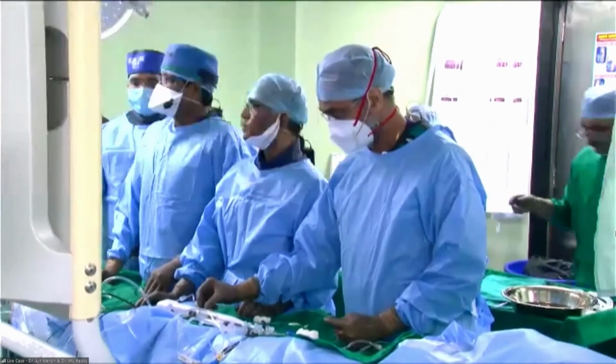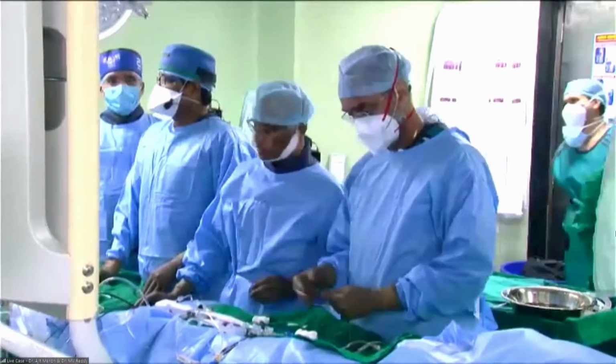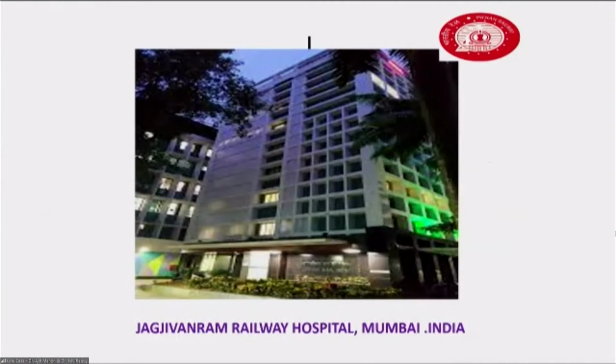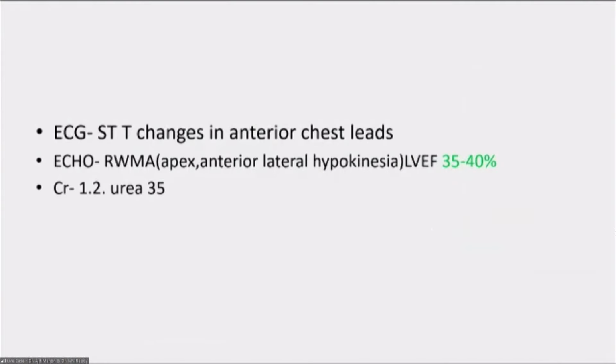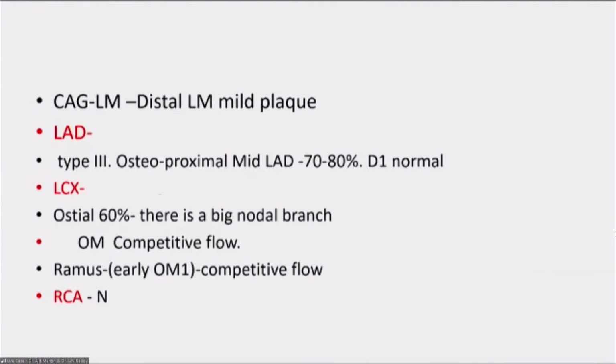Good afternoon, everybody. Here is our patient: a 72-year-old male, non-hypertensive, diabetic over the last 20 years, on medication but irregular on treatment. He had CABG in December 2016 with LIMA to LAD, and SVG grafts to OM and ramus. He presented with angina and dyspnea, class 3 to class 4, over 15 days. Vitals were stable, however ECG shows ST changes in the anterior leads, echo shows RWMA in the LAD territory, with EF of 35 to 40. KFT and CBC were normal. Going further ahead, we did the angio.